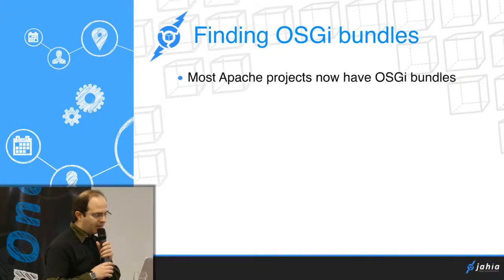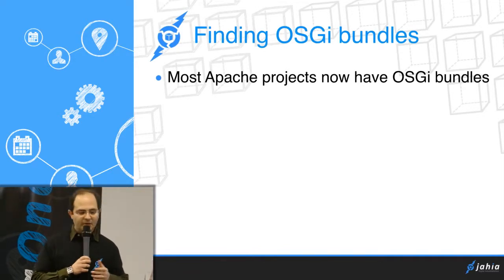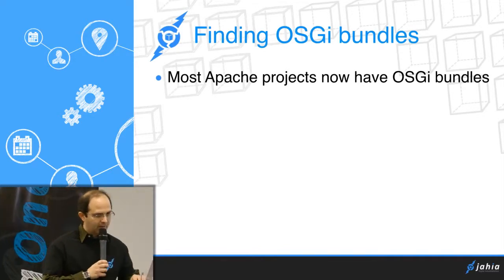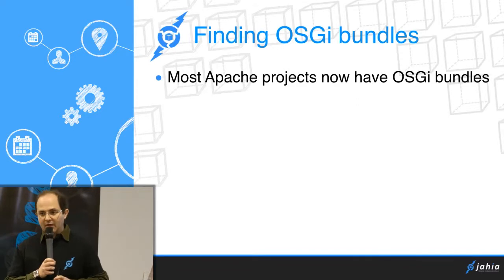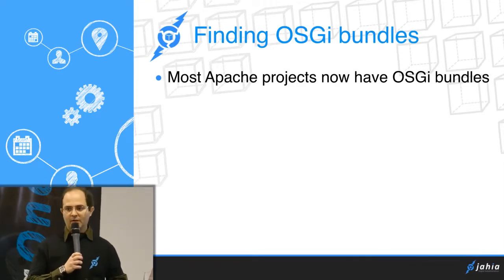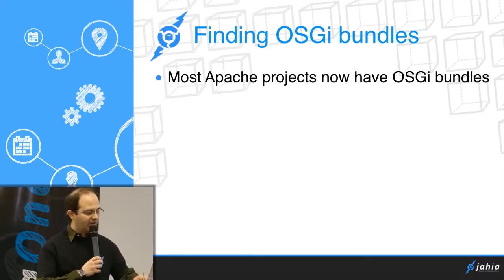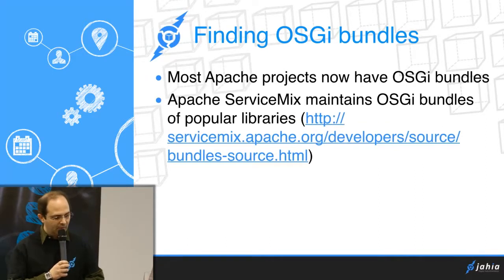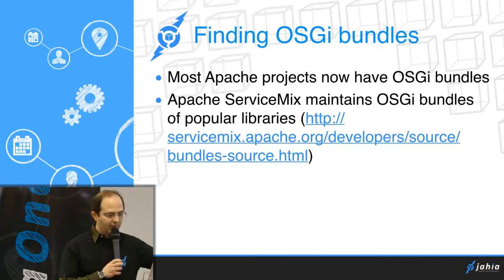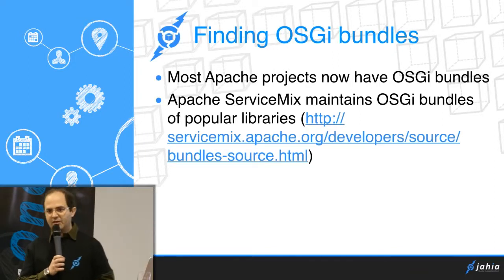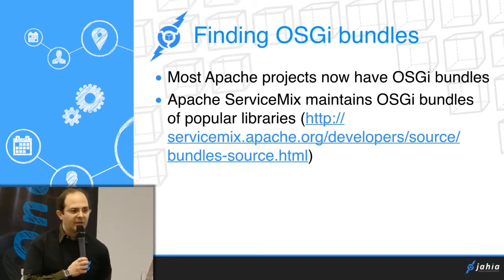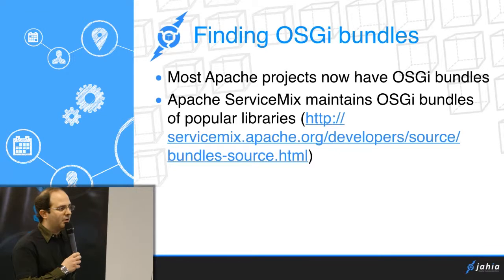Now, one of the first things you'll have trouble with is, okay, I'm building an OSGi project. I want to use OSGi bundles. Where do I find them? This is actually not that trivial when you don't know where to look. Now, the good thing is that most Apache projects now are OSGi bundles. So if you're using Apache libraries, you probably don't have anything to do. If you don't have a bundle, they have a project called ServiceMix that contains a big collection of OSGi bundles already prepared for you.